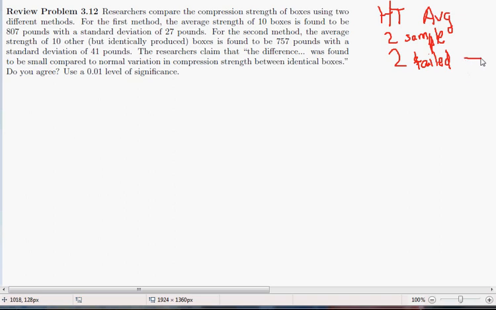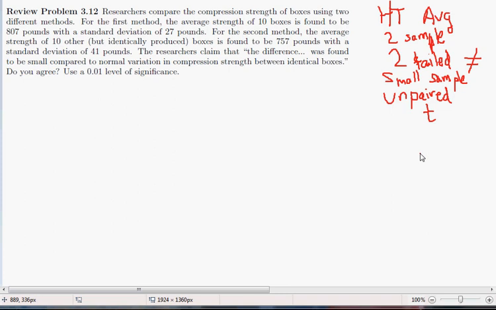So this one's a two-tailed problem, so our alternative hypothesis would have a not equals in it. This is a small sample. Each sample has 10 boxes. It is unpaired. It's not like I'm looking at the same 10 boxes each time. These are just two different sets of 10 boxes, so the sample sizes happen to be the same size, but it's unpaired. And finally, the test statistic that we'll need will be t, because it is an average test involving a small sample.